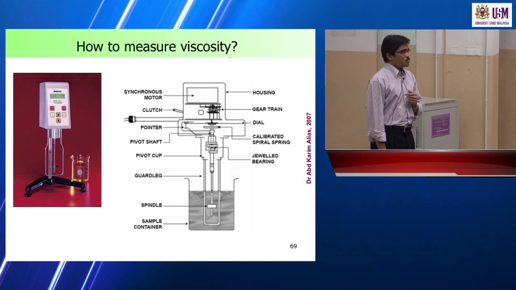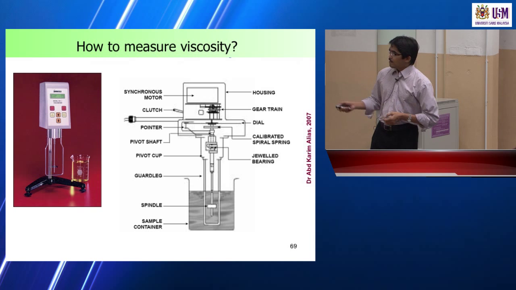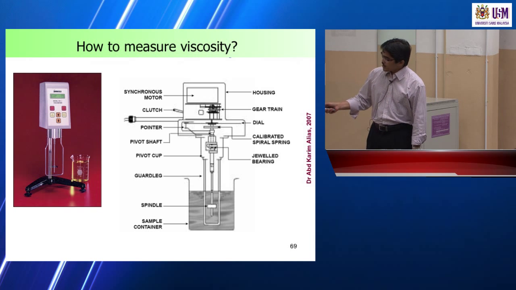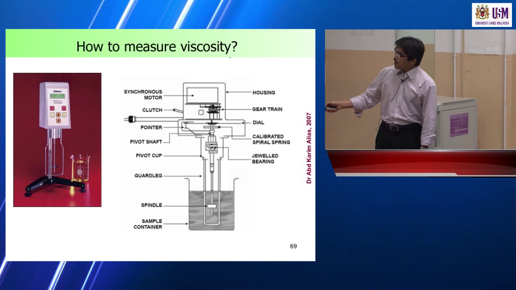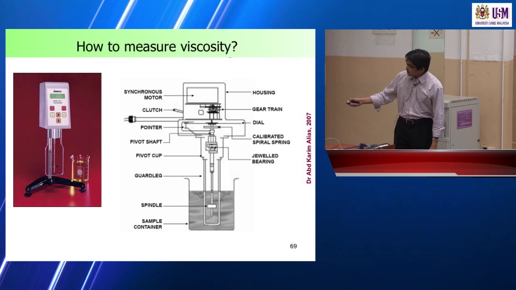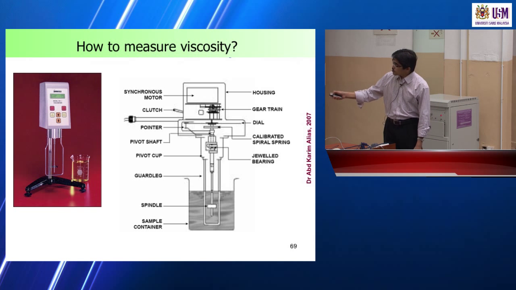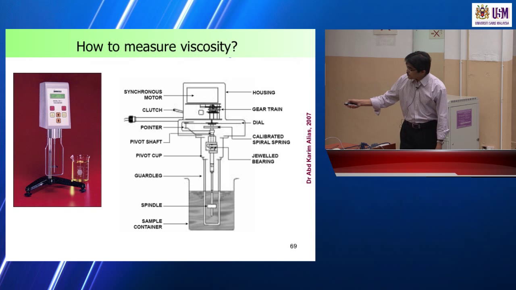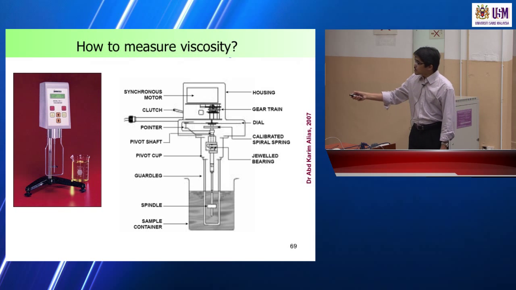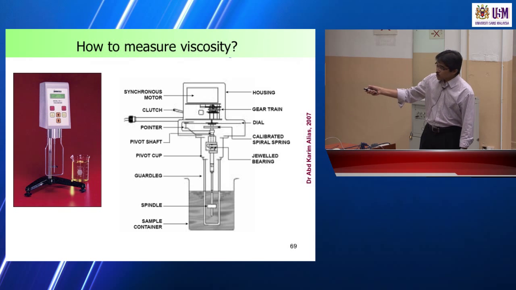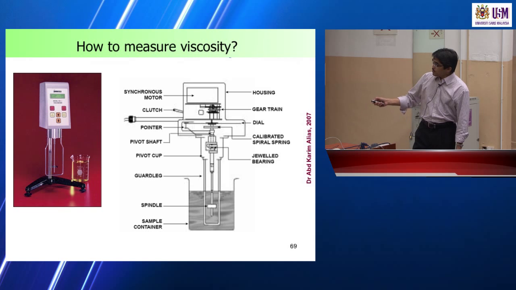So what do we do to measure viscosity using the instrument? Very simple. We can use a beaker or any kind of container. Then we can put the sample, in this case maybe a liquid form. Then we have a spindle here. Yeah? We have a spindle connected to the motor. So the spindle will rotate just like we stir the liquid. But this is connected to the motor, and the torque. Yeah? The torque will be measured.